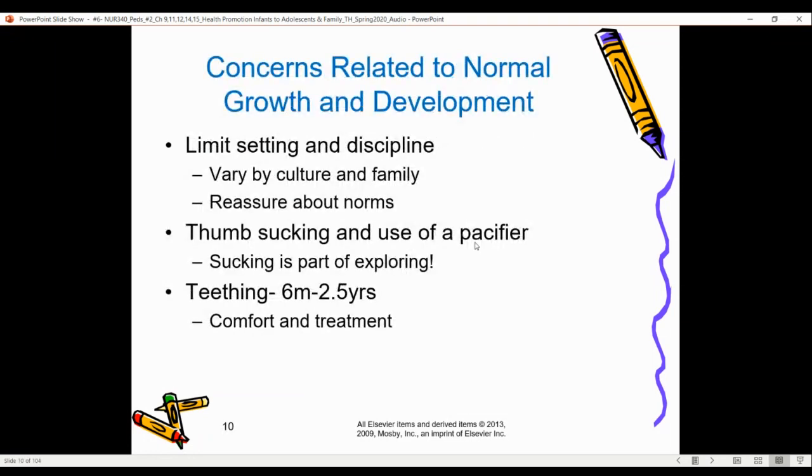All right, concerns with growth and development. Each of these chapters has a section they call concerns with growth and development. These are things that parents are concerned about, that we often are educators or help give parents guidance through in these challenging things. So limit setting and discipline. Do you guys think that we discipline or limit set with infants? Do we discipline an infant? What do you think?